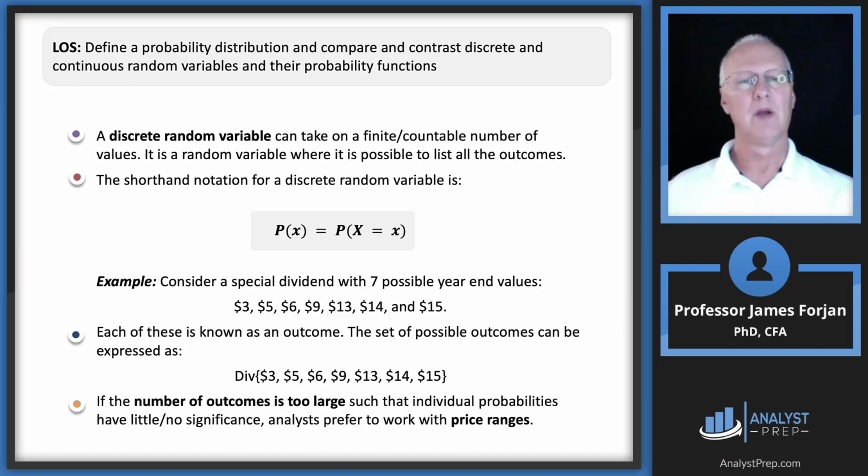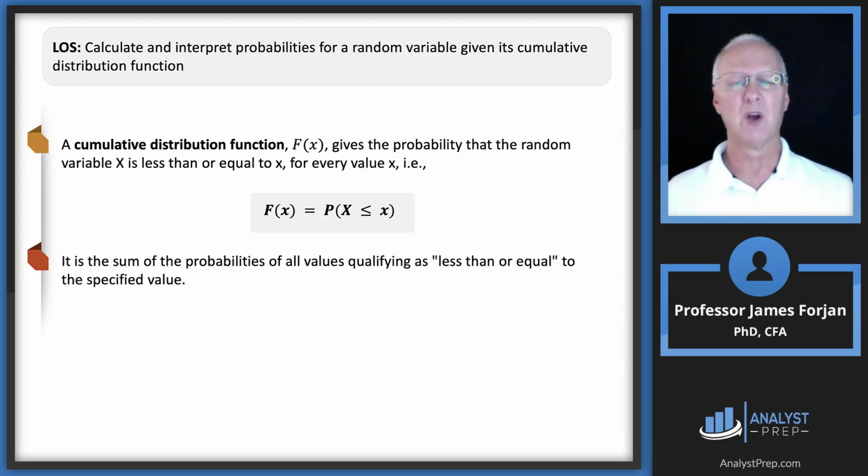So let me go back here real quick. With discrete random variables, and if we have a sample that has 7 possible year-end values, we can deal with 7. But remember, with continuous compounding, you have a whole bunch of them in there, right? An infinity and beyond number in there. And so it's much more appropriate to say something like this.